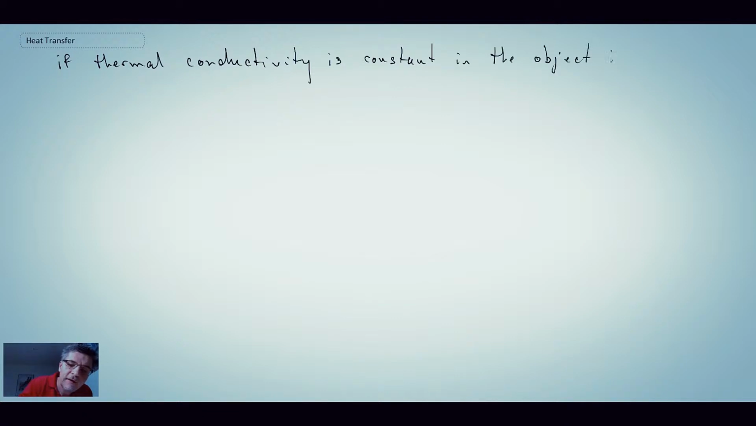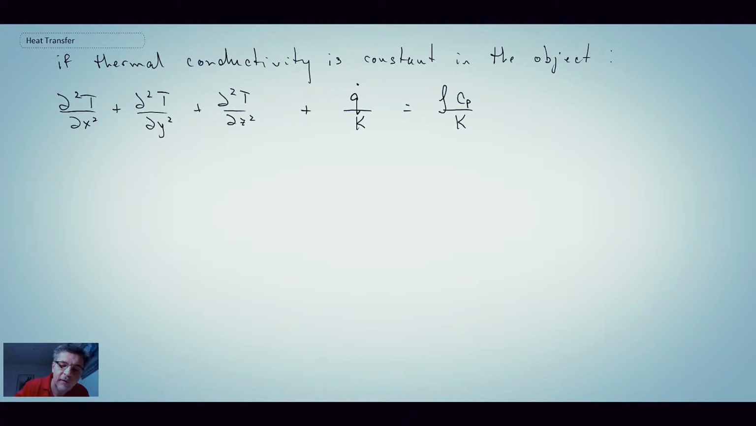So that is if thermal conductivity does not vary around the object. If it's a constant, we can pull that out. And then I'm going to divide by the other terms. But what we end up with is the following. I'm dividing these terms by the thermal conductivity because we pulled it out of the first three terms. And then the energy storage is this term.